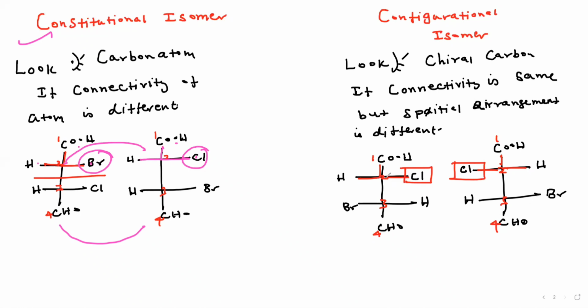I mean same connectivity. See, look at this carbon. Here Cl atom. Here COH. Hydrogen. Right. Here H. Here COH. Cl. What is the difference? In this molecule, Cl on the right side. For this molecule, Cl on the left side. Same connectivity and different what? The spatial distribution. We call what? Configuration isomer. Now understand?